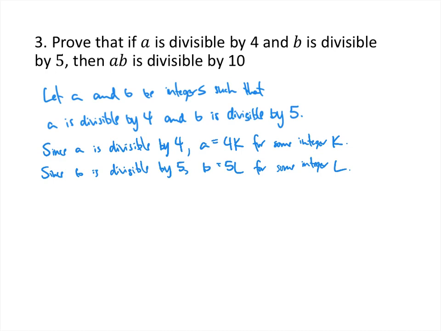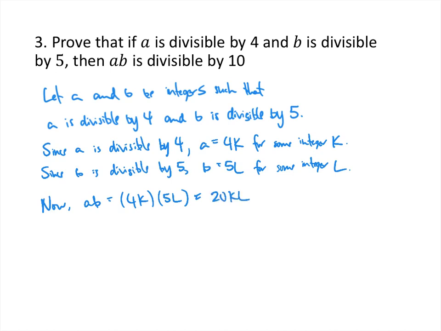Our conclusion says a times b is divisible by 10. Well, we've got an expression for a, we've got an expression for b. Let's plug those into a times b and see what happens. So now we compute. A times b, well, a is 4k and b is 5l. So when we multiply that out, we get 20kl.